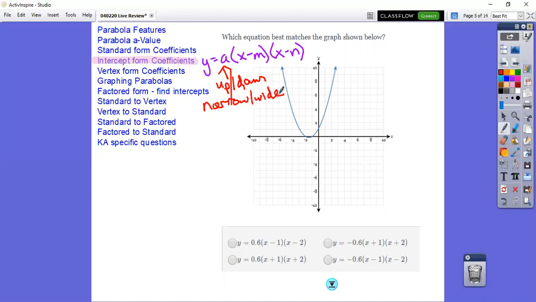Hopefully my board stops acting up here. And then these are giving me my x-intercepts. So my m and my n are my x-intercepts. We're going to talk more about that a little bit later. Okay. Actually, we'll get into it here.